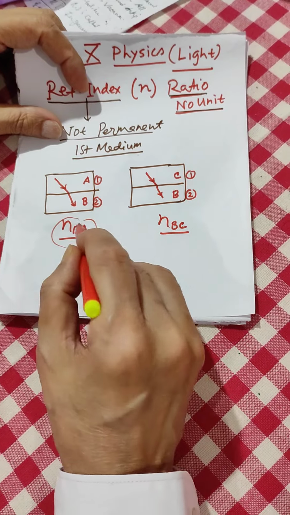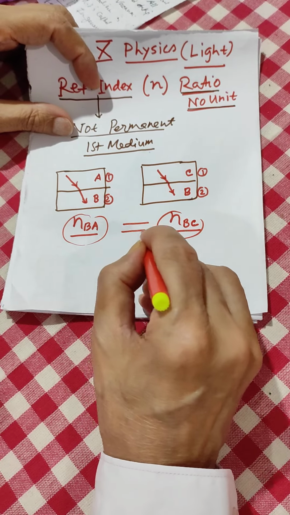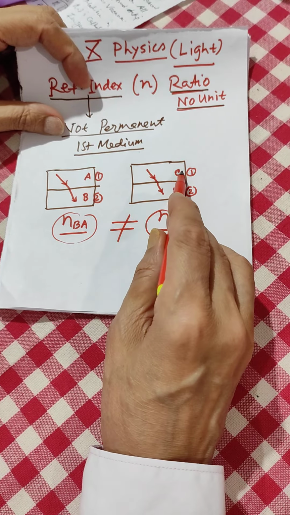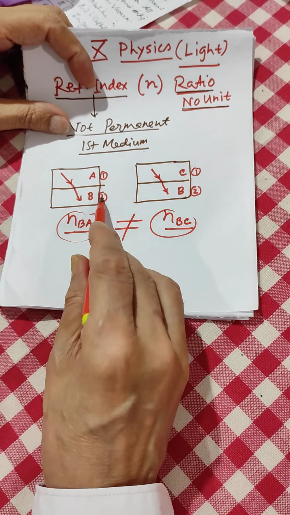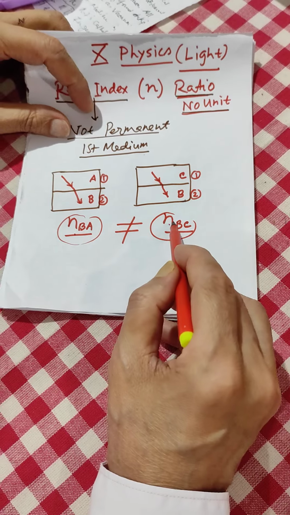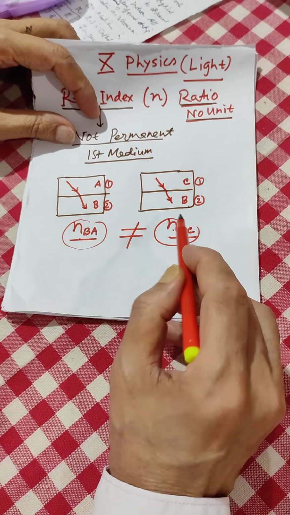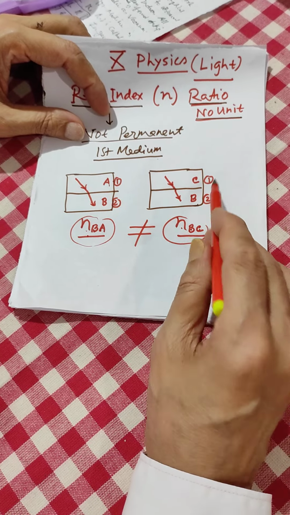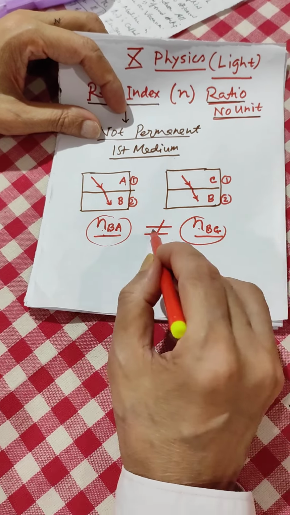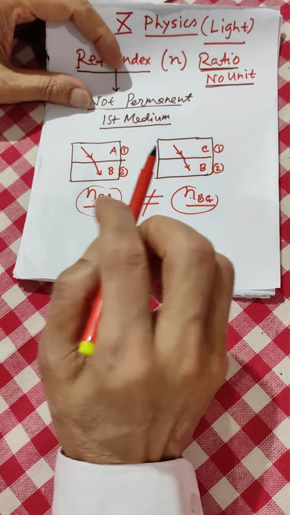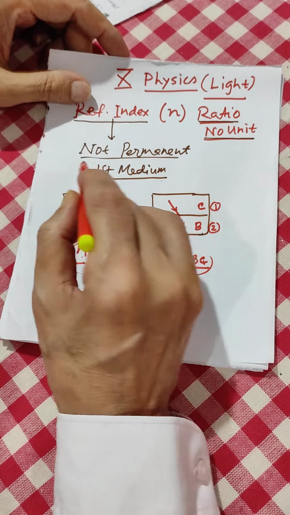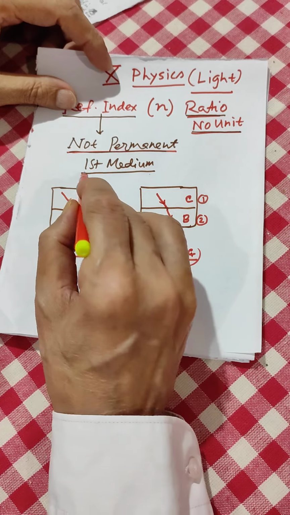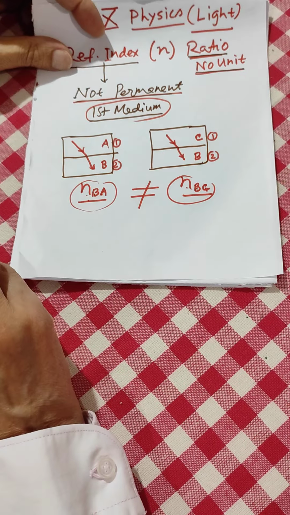Now this value and this value, they are not equal. Why not equal? Because the first media are different. Now this is the refractive index of medium B. This is also the refractive index of medium B. But here the first medium is A, with respect to A. Here the first medium is C, with respect to C. Therefore they are not equal. Have you followed? So remember, the refractive index of a medium is not permanently fixed. So it depends on the first medium.